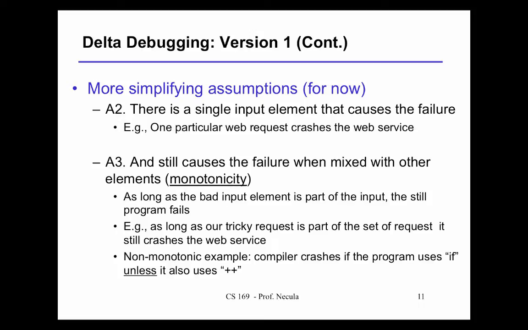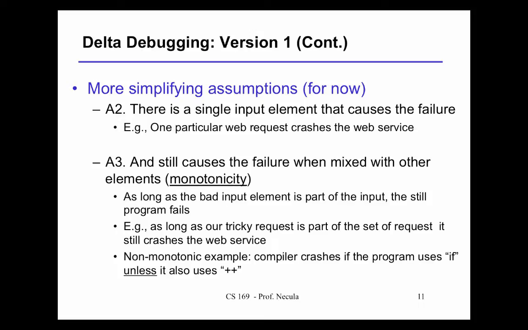Here's an example of a non-monotonic example. Let's say that you have a compiler bug that crashes if the program uses if, unless it also uses plus plus. This "unless" is a kind of negation. Negation, if you know set theory, typically breaks monotonicity. So what does this mean? If you have a program that has an if but no plus plus in it, it will crash. The moment you add a plus plus, it masks the failure. So essentially, monotonicity means failures cannot be masked by additional input.